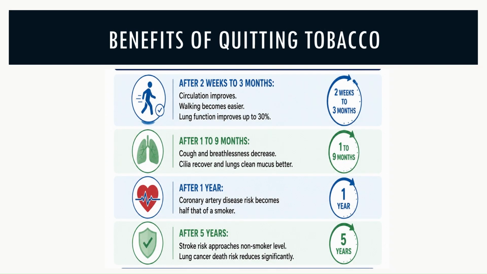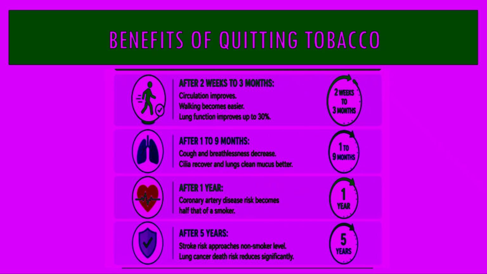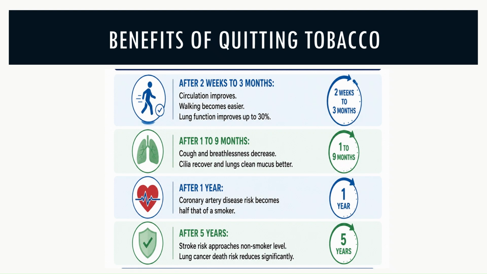Between 2 weeks and 3 months, circulation and lung function improve significantly, making physical activity easier. Over the next several months, coughing, tiredness and shortness of breath reduce as lungs begin clearing mucus more effectively. At 1 year, the risk of coronary artery disease falls to nearly half that of a smoker. By 5 years, stroke risk approaches that of a non-smoker and the risk of several cancers declines substantially.